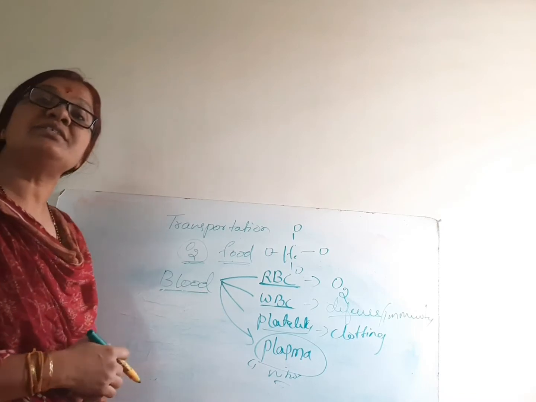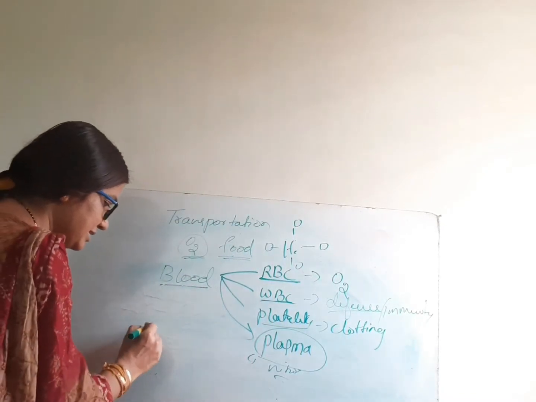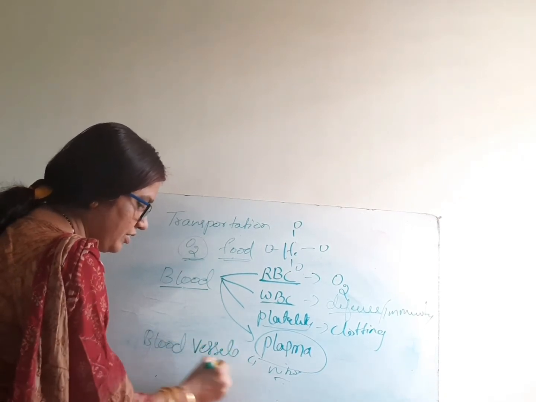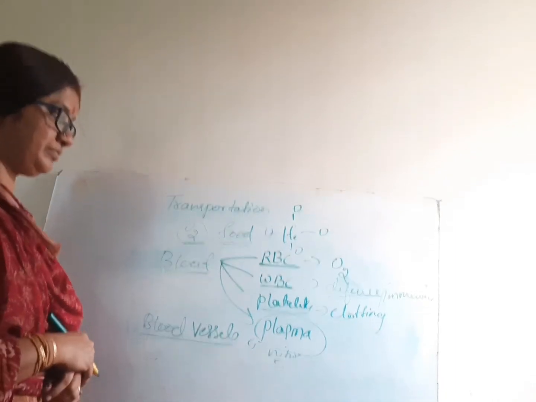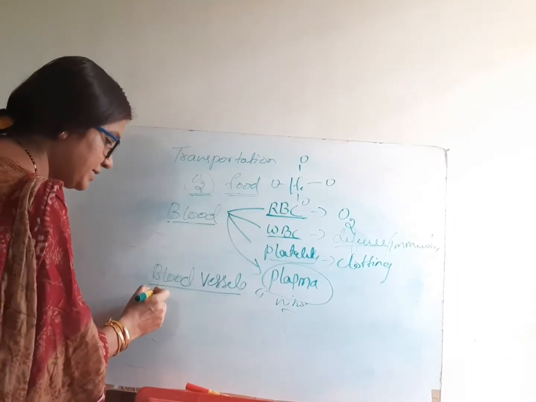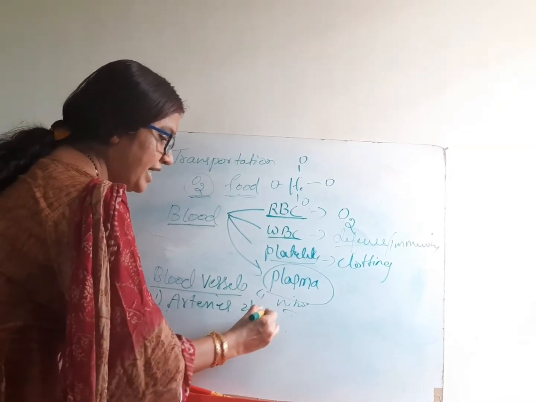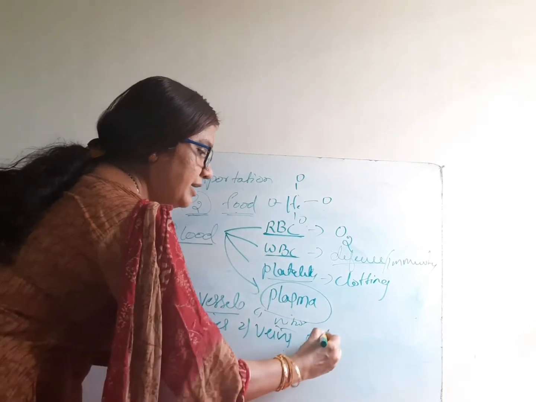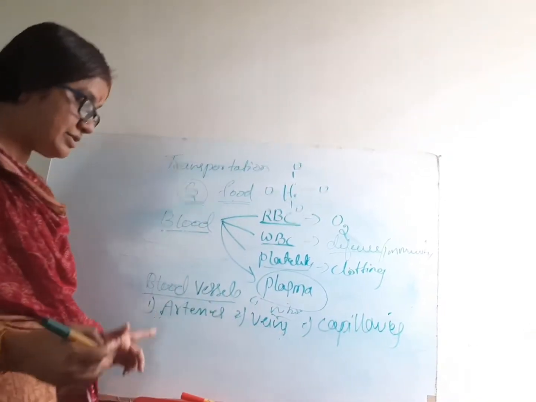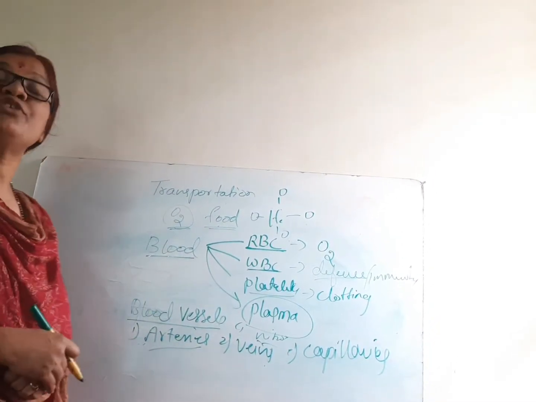Other than this, what other components are required for transportation? Blood vessels. What are blood vessels? There are three types: arteries, veins and capillaries.